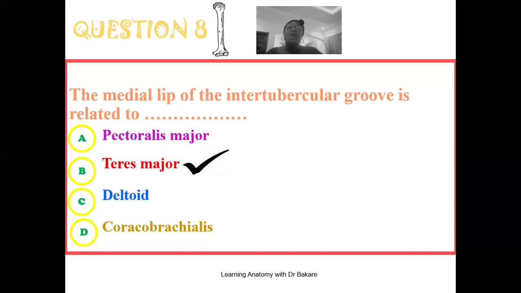These two lips are connected or related to different muscles. We've also tried to highlight this in our lecture on the humerus. So the correct answer here as it relates to the medial lip of the intertubercular groove is the teres major.